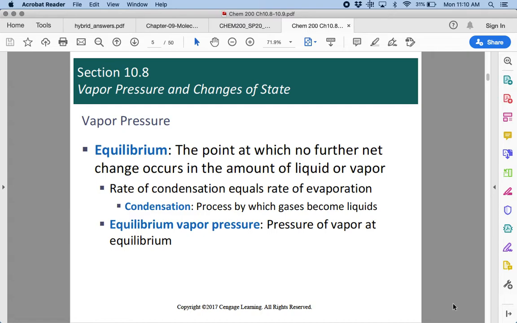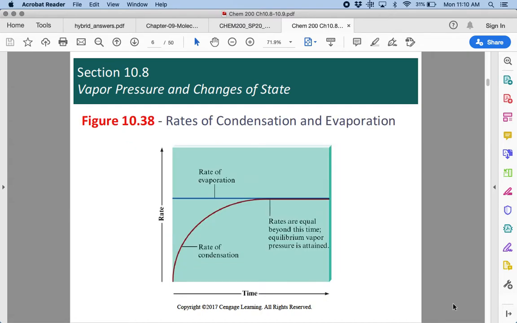So the rate of condensation, going from gas to liquid, equals the rate of evaporation, right? The rate at which we're going from liquid to gas. So they're equal rates. What ends up happening is that vapor pressure is the pressure of the gas at equilibrium. So here's just a visualization of that, right?